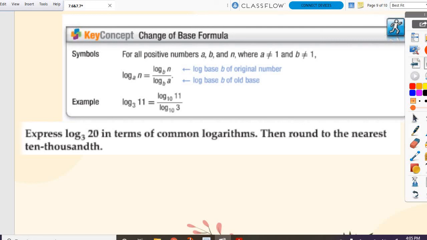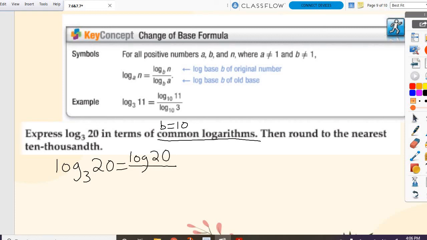So if we have log base 3, notice that my 3 is in the place of my a for my formula, and my 20 is in the place of my n for my formula. And it specifically tells us that we want common logarithms, which means that we're going to make our b value equal 10, kind of like they did in our example. So log base 3 of 20 is going to become log base 10, but remember, if I have a base 10, I don't have to write it, so it's going to be of 20. I'm going to draw my division bar, and then I have log of 3.